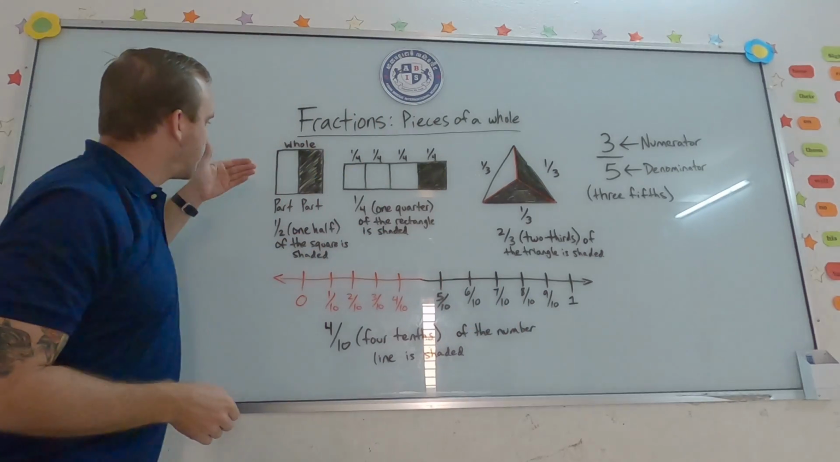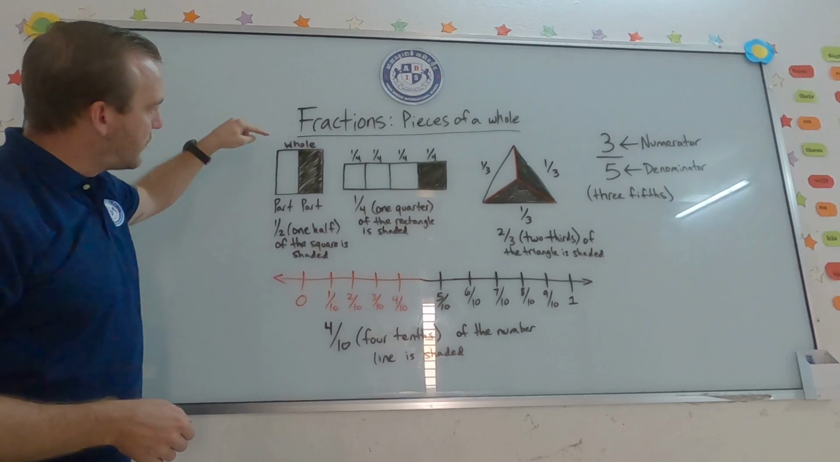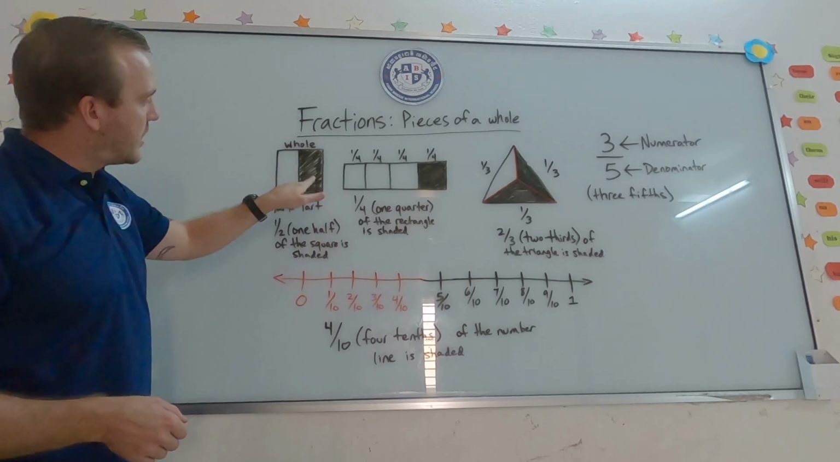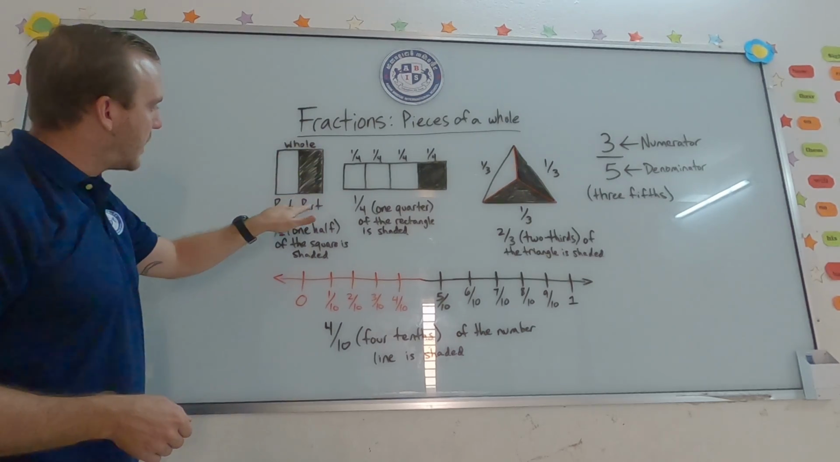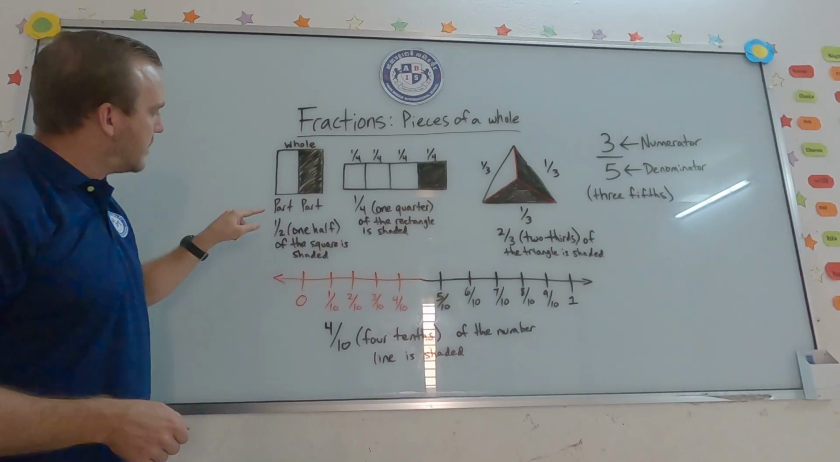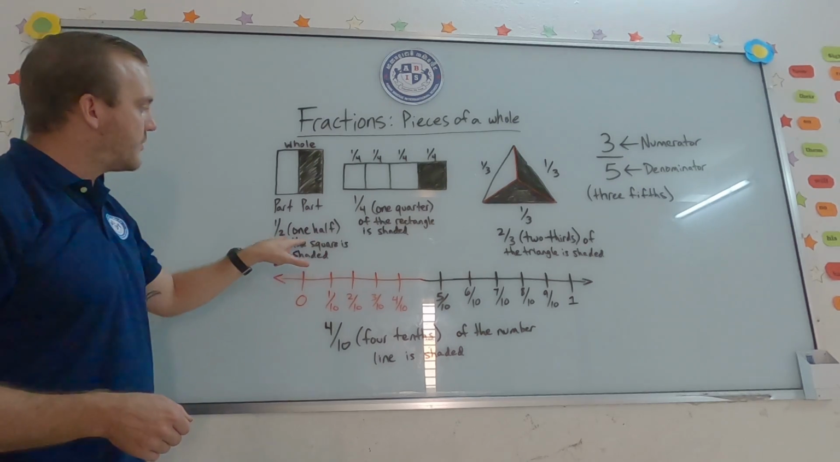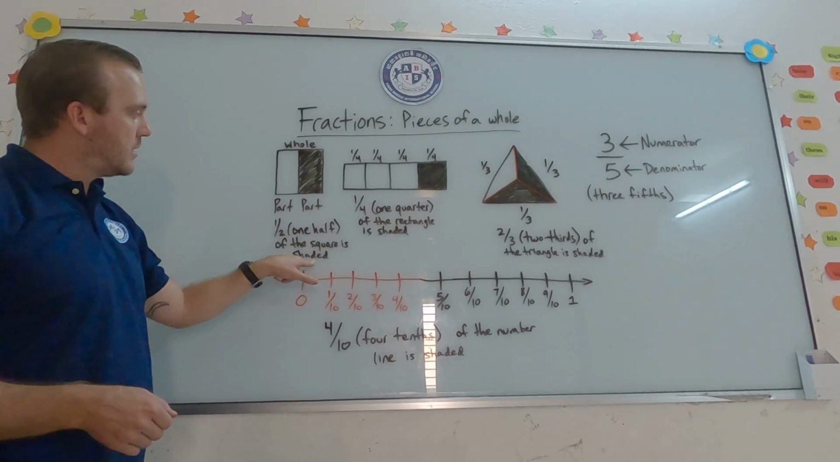So to start off simply, we have a square. Now the square itself is whole. We've shaded 1/2 of the square, so you have two parts. One part is shaded. So one out of the two parts, or 1/2 of the square, is shaded.